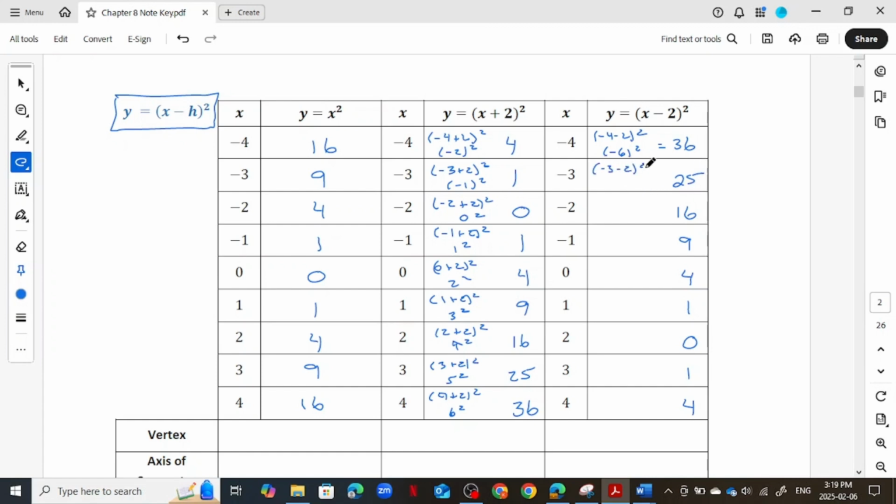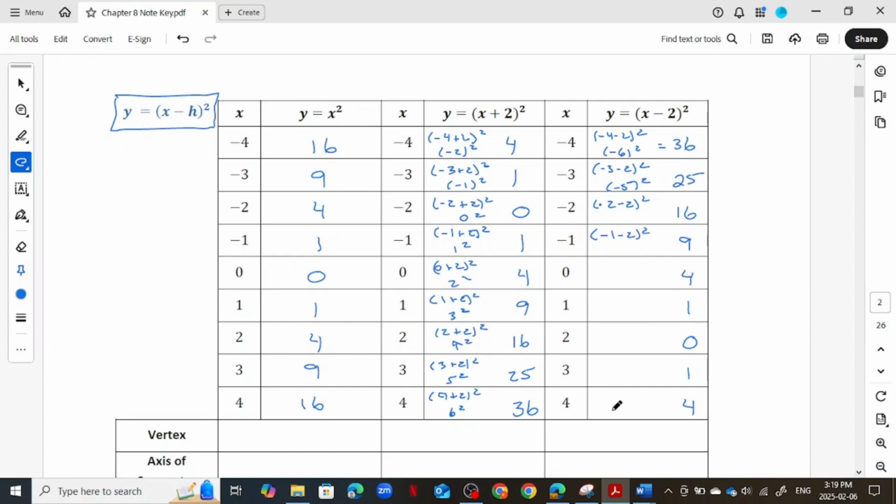Negative 3 minus 2 all squared gives me negative 5 squared. Oh, look, 25. Then I'm going to plug in negative 2. Negative 2 minus 2 all squared is negative 4 squared, which is 16. Then I've got negative 1 minus 2 all squared gives me negative 3 squared, which is 9. I'm getting that predictable pattern. Now, what does that mean?